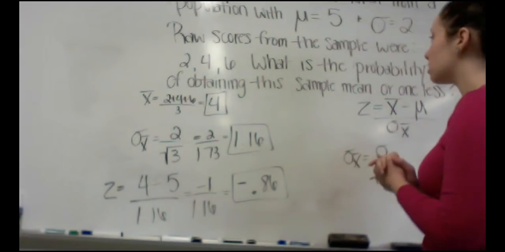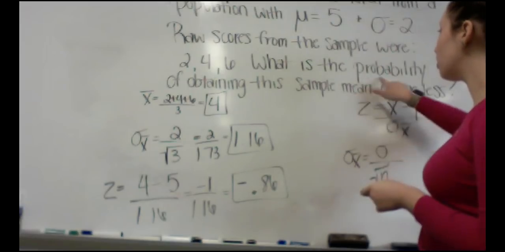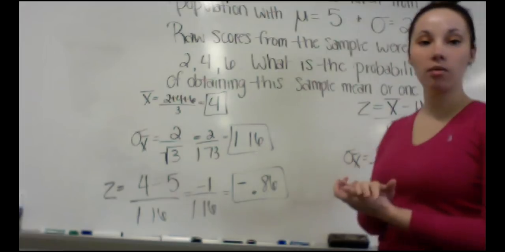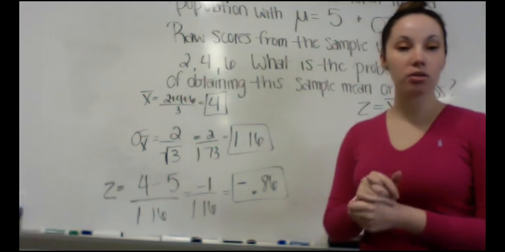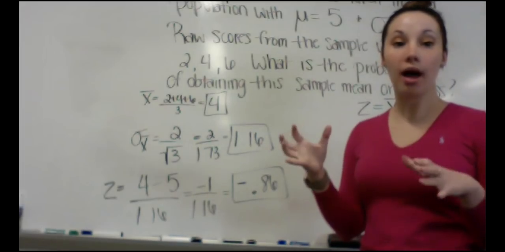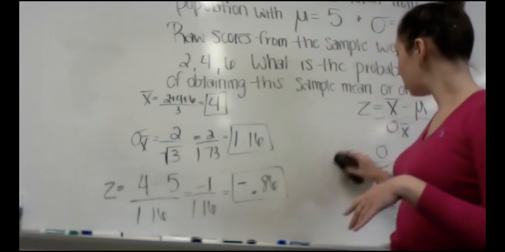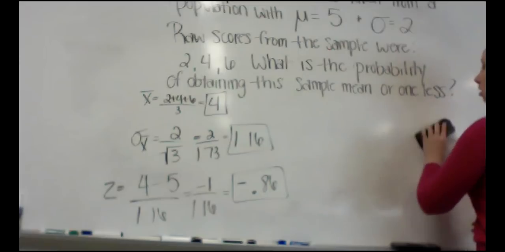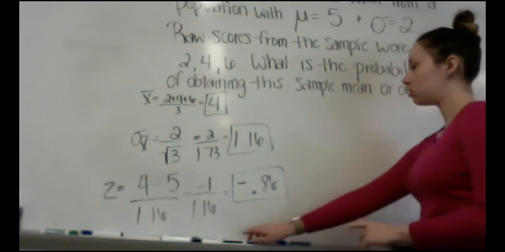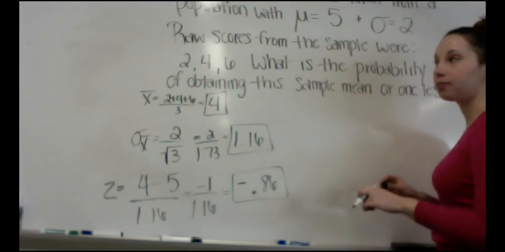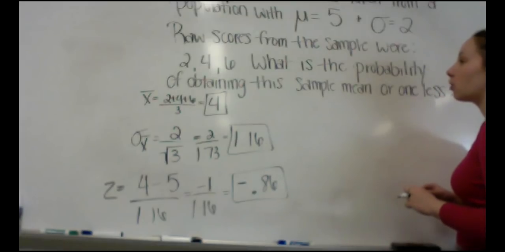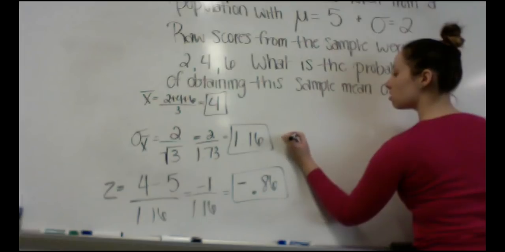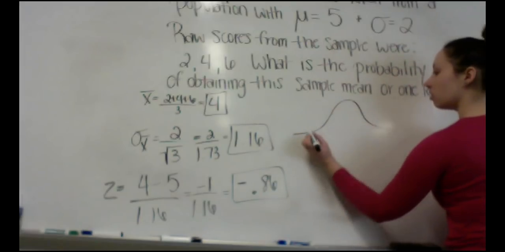So the problem asks us, what is the probability of obtaining this sample mean or one less? So like I was saying with the previous chapter, it's really important to draw out what it's asking. So I'm going to erase our formula so that we've got a little bit of room here, so that you can see what I'm talking about. So the question asks for what is the probability of obtaining this sample mean or one less. So let's go ahead and draw our lovely bell curve.